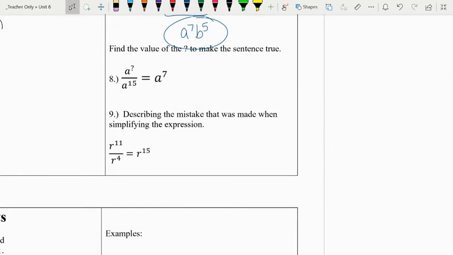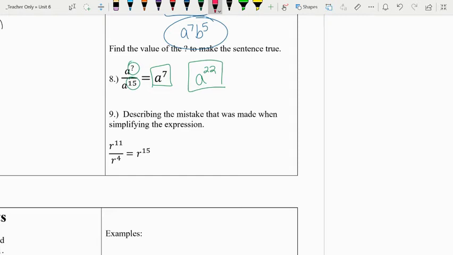So find some values, just like we did above. Think about what these numbers have to be in order to get the final answer. Or in number 8, describe what is happening as the mistake here. So take a second. On number 8, I need to subtract 15 from a number and get a to the 7th in the numerator. So essentially what we would do is take 15 and add 7. And so our a to the question mark would be 22, because 22 minus 15 gives me that 7.